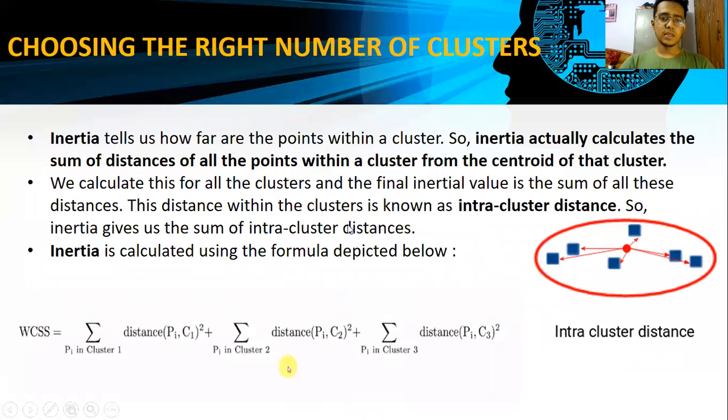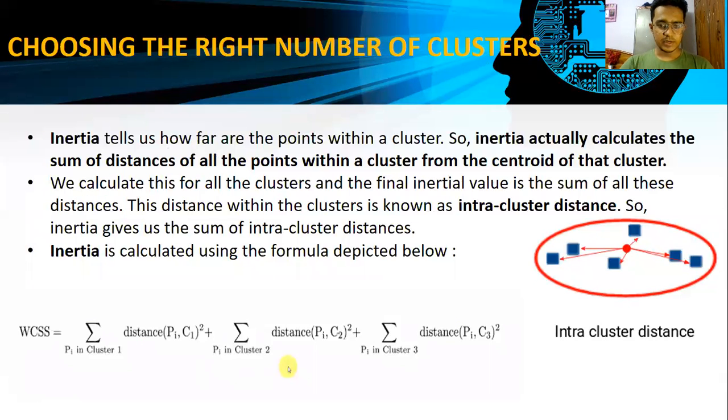Now, as I said, it is the inertia which determines whether the centroid needs to be shifted or not. So what is inertia? Inertia tells us how far the points are from each other within a cluster. So inertia calculates the sum of distances of all the points within a cluster from the centroid of that cluster. You can see that inertia can be calculated using the formula, which is the sum of the distance of the point from the centroid. So a continuous calculation is done.